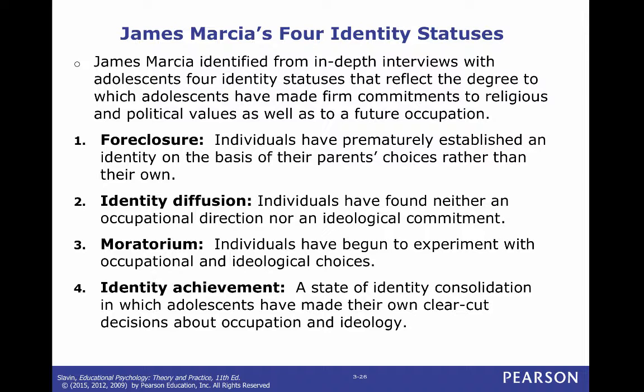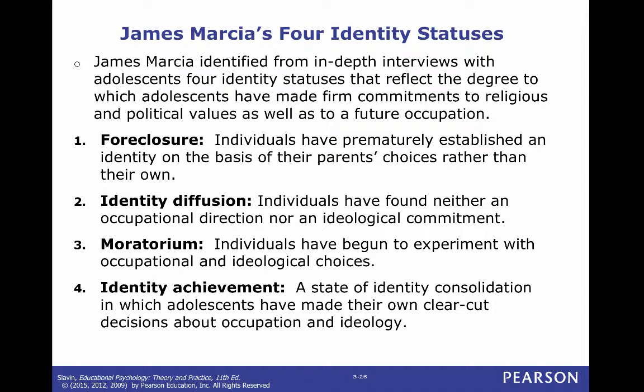James Marcia's four identity statuses were identified through in-depth interviews with adolescents. This is kids at a little higher level than middle school, and the statuses reflect the degree to which adolescents made firm commitments to religious or political values as well as to future occupations. He looked at this as four different areas. He talked about foreclosure, in which individuals have prematurely established an identity on the basis of their parents' choice rather than their own. This can be cultural. I knew of a young gentleman of Indian descent whose dad wanted him to be a doctor, and that's what he was going to be, even though he didn't want to be. Even though he was 21 years old, he was still in foreclosure because he went on to medical school because that's what his family expected him to do.